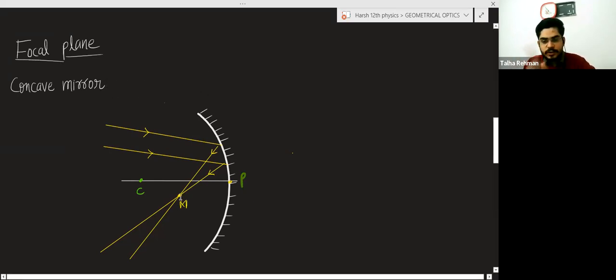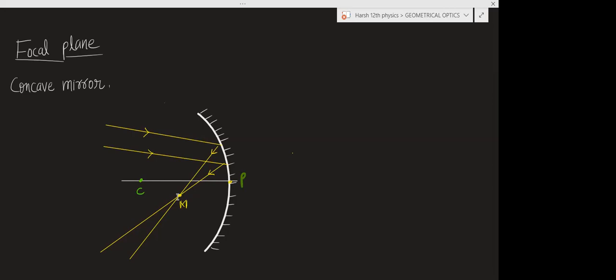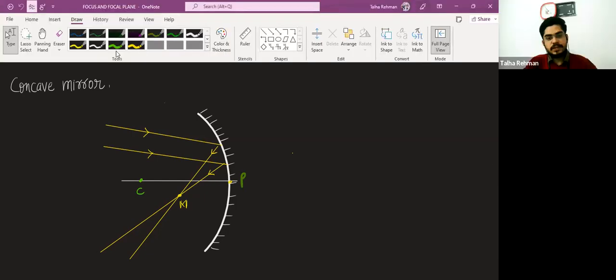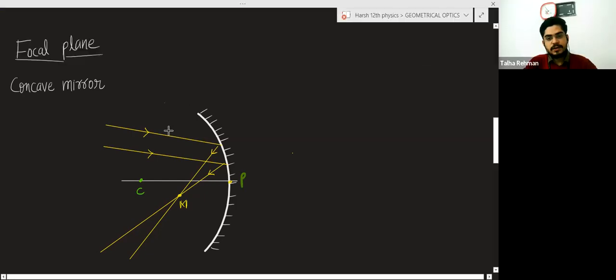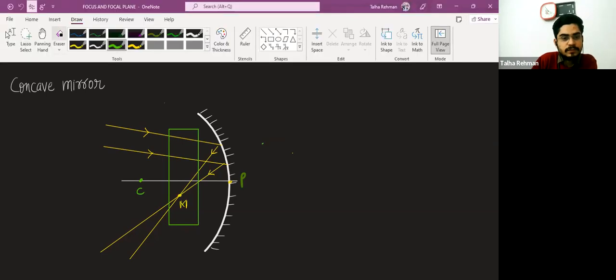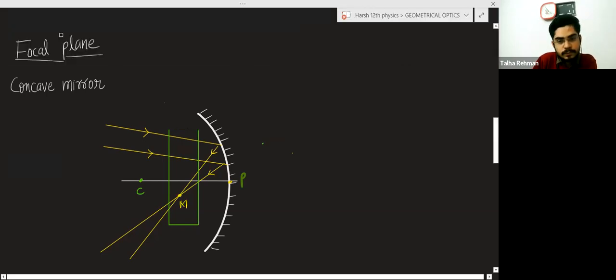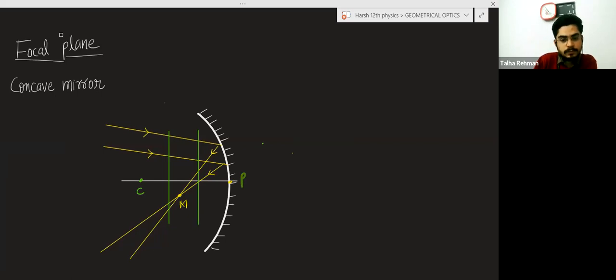Remember, this point M is not a focus. This point is a point lying on a focal plane. This is a point lying on the focal plane. So the focal plane will be something like this. So this is the focal plane.